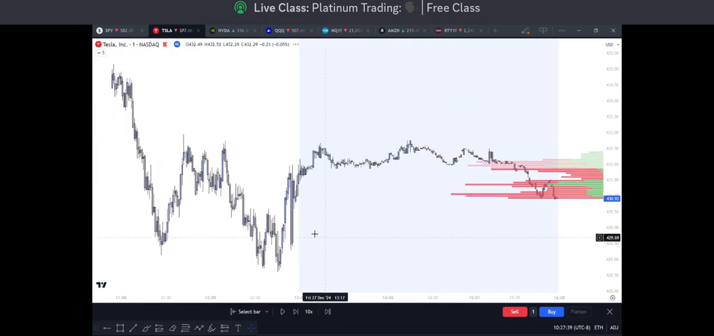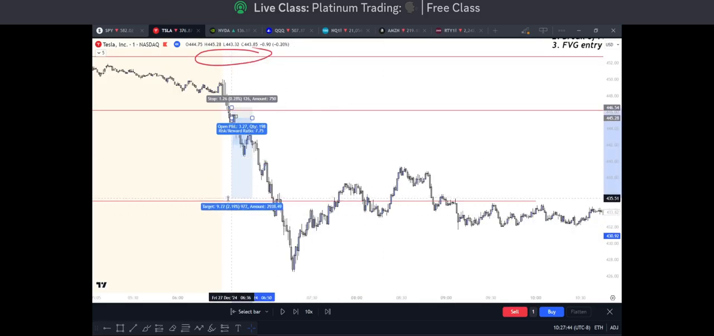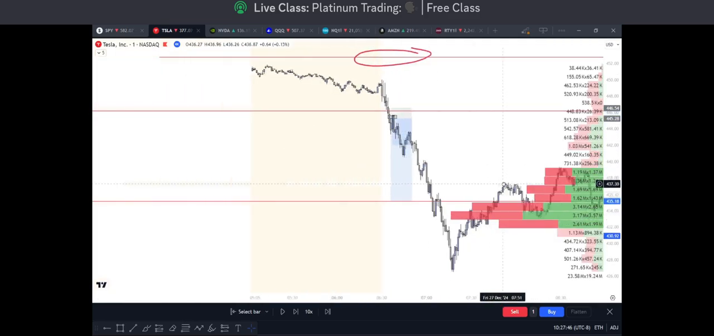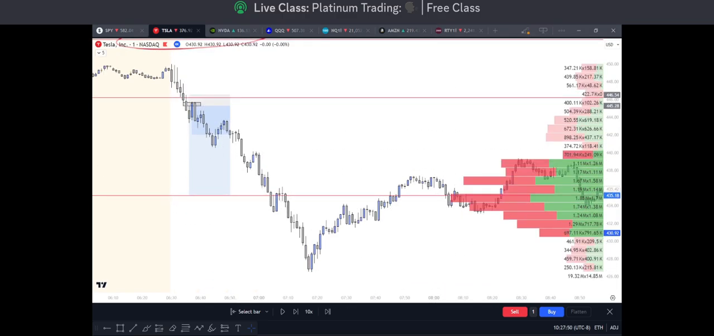Now, obviously, throughout the way, you can scale to kind of just mitigate that risk if it's a little bit far away. But the general idea is that we go for a fair value gap and then we target the next low. Okay, is that clear?